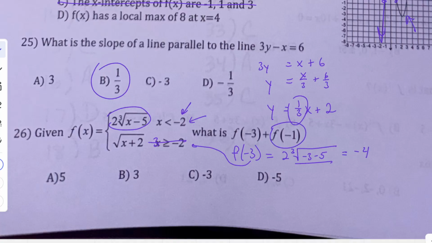And then come back for this one. I got to plug in -1. See, -1, no. -1, yes. So I got to plug in -1 into this thing. It turns into √1, which is 1. Okay. So -4 plus 1, -3. All right.